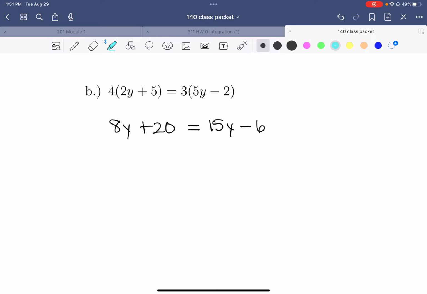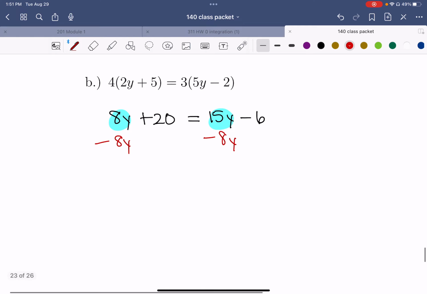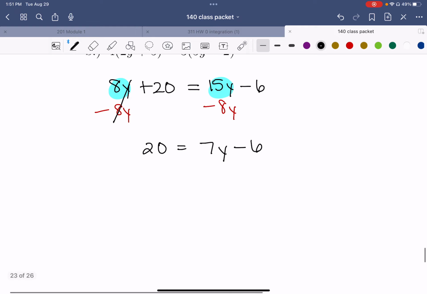Then we're going to repeat what we did above. So I'm going to put the 8y and the 15y together. So I'm going to subtract the 8y from both sides. Again, if you want to subtract the other way, not a problem. That's going to leave me with, these are gone, so I have a 20 over here. 15 minus 8 gives me 7y minus 6.